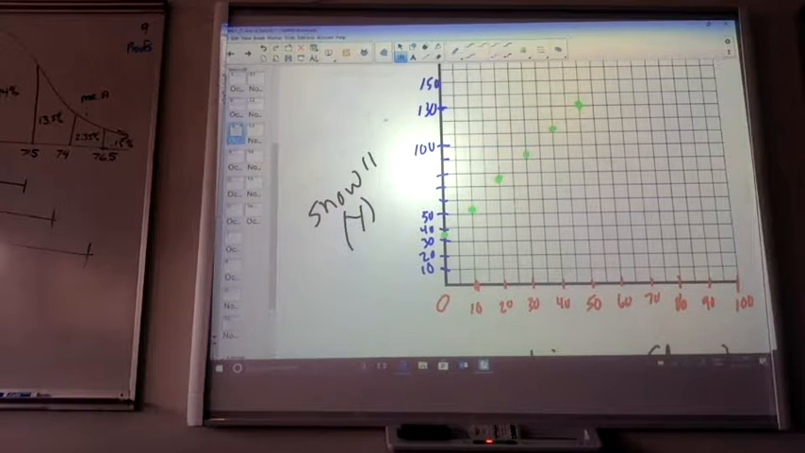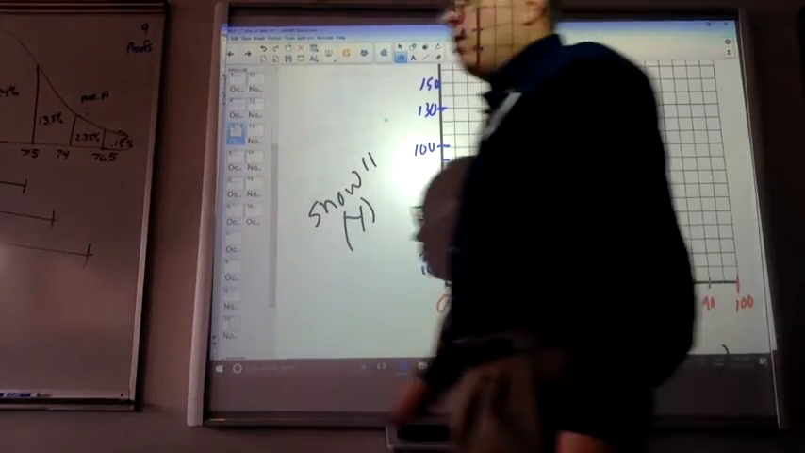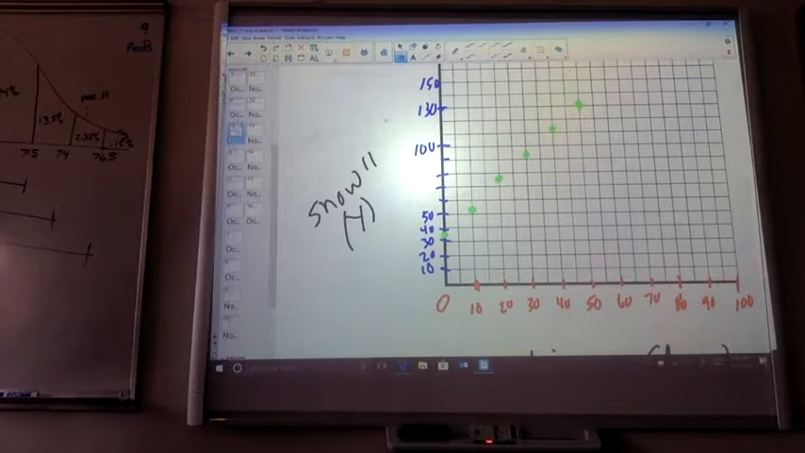Okay, at 200 days, way over here, would we still continue this growth? That's a lot of snow and a lot of days of snow. I guess theoretically it could. I don't know.